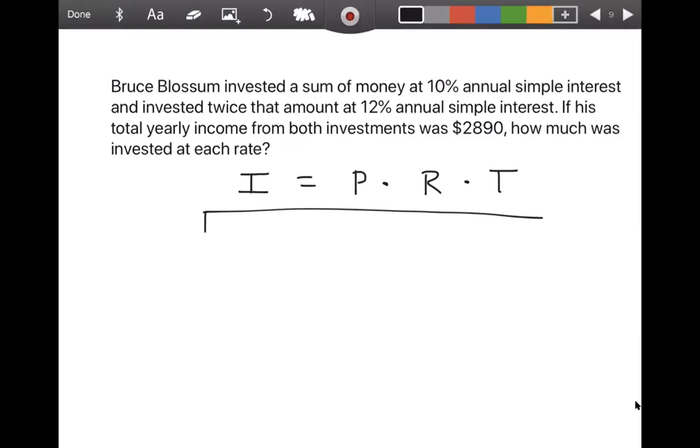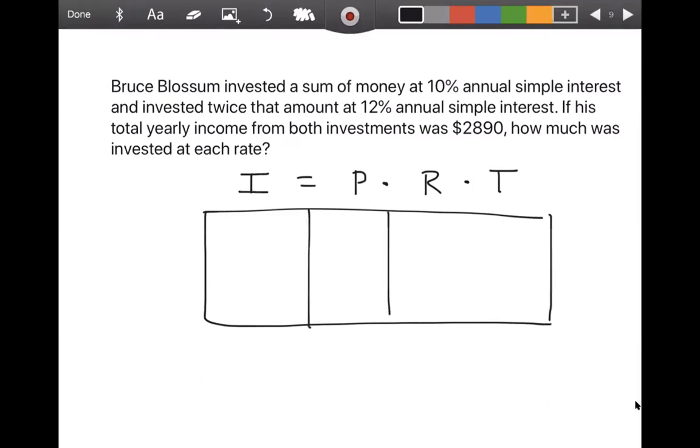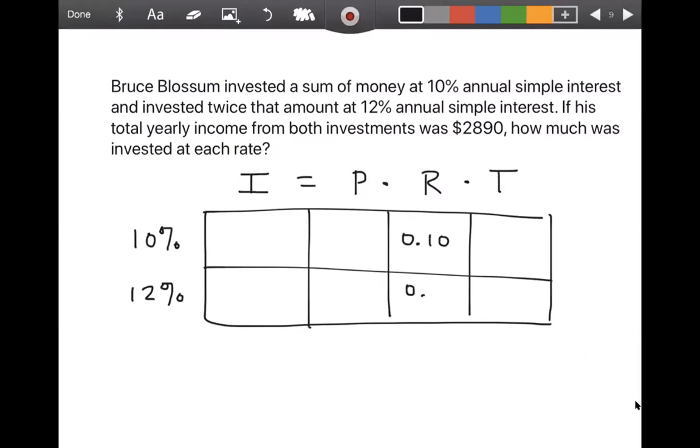All right, so Bruce divided his money between 2 accounts. We have the 10% account and the 12% account. So right under R, I'm going to put 0.10 and 0.12. For T, it says the total yearly income was $2,890. So that's just from 1 year. So we're going to put a 1 in both of the T spots.